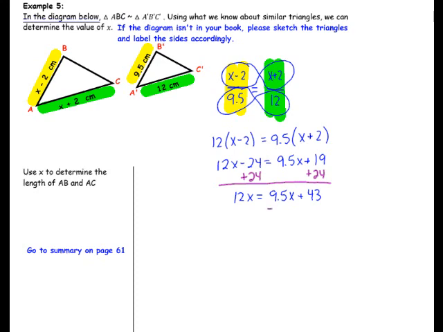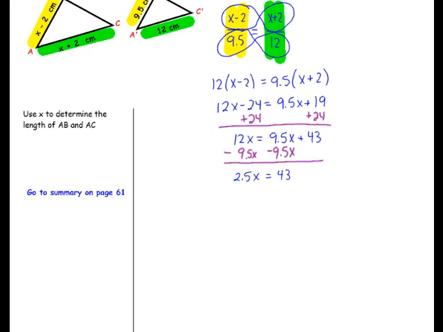Next, I'm going to subtract 9.5x from both sides of the equation. This will give me my terms with variables on the left and my constants on the right. Simplifying, this is 9.5x. Let's go back and fix that. This is 9.5x. Simplifying, 12x minus 9.5x is 2.5x. Simplifying on the right, I am left with 43.